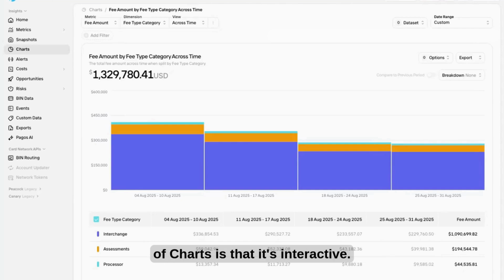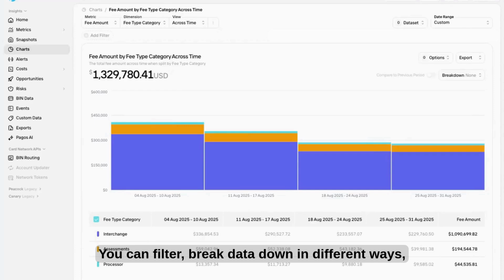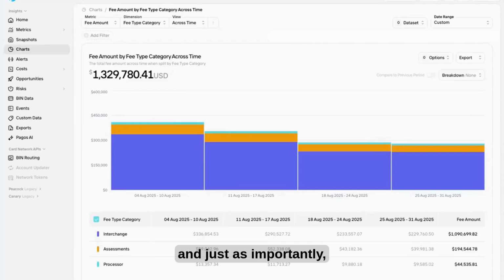One of the big benefits of charts is that it's interactive. You can filter, break data down in different ways, and just as importantly, save your analysis and come back to it later. That makes charts a great place to explore questions, not just review reports.